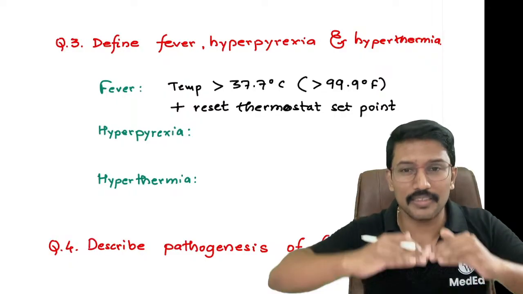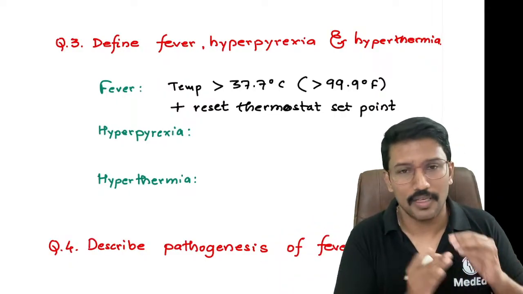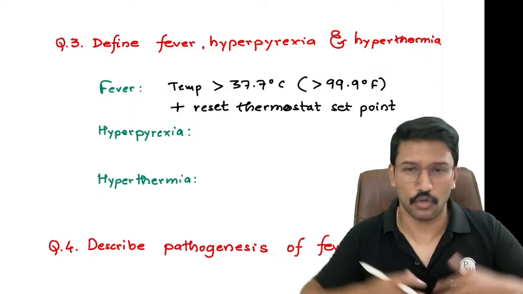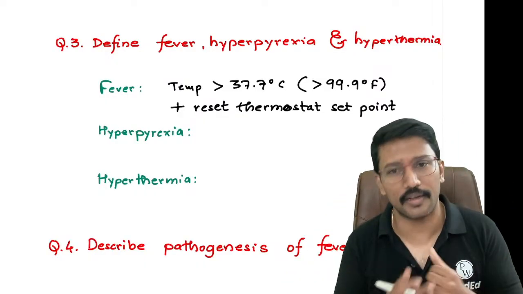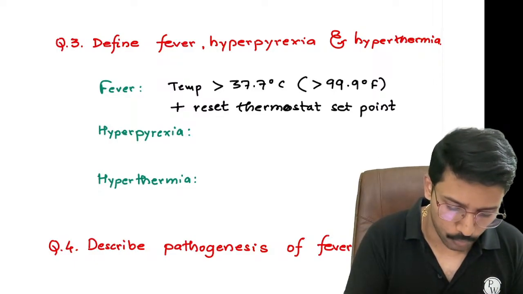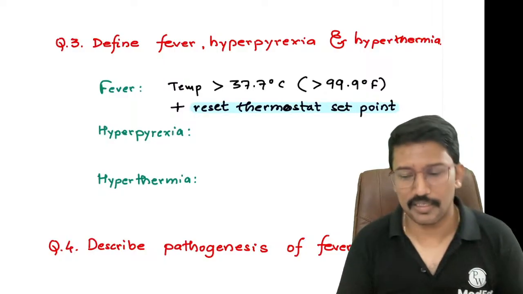It has elevated its set point. The set point which was in the normal range is now elevated. For example, let me say it has been elevated to 39. So now your whole body is making an attempt to bring your temperature to 39. So this is a very, very important point. There is an elevation in the thermostat set point, right?